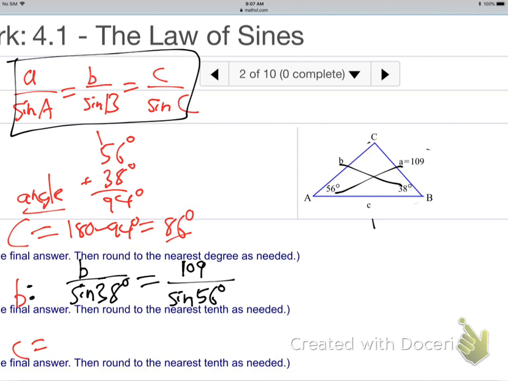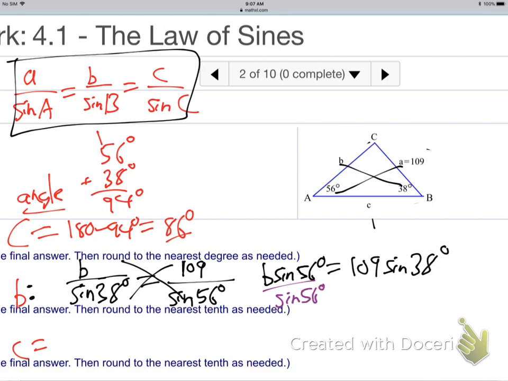So how do you solve this equation for the little b? Cross multiply, right? When you get equal fractions, just go diagonal, diagonal, cross multiply. Little b sine 56 is 109 sine 38. That good? Just diagonal. Everybody see what I did? Just diagonal, diagonal. Just multiply. And I'm trying to solve for the little b. So what do I do now to finish solving for the little b? Divide by that sine. 56.